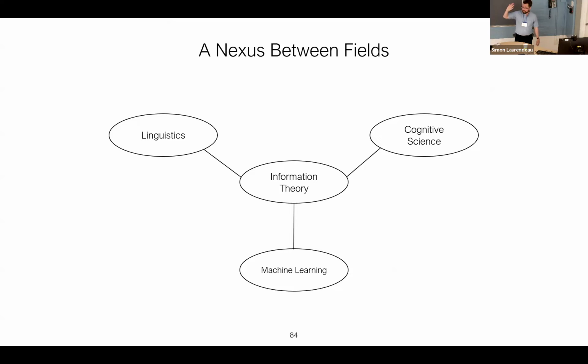This approach creates an interdisciplinary nexus where we have linguistics, which tells us what language is like. We have cognitive science, which tells us what human thought is like, and machine learning, which gives us these language models. And now all these fields can communicate with each other through this information-theoretic lens on language.